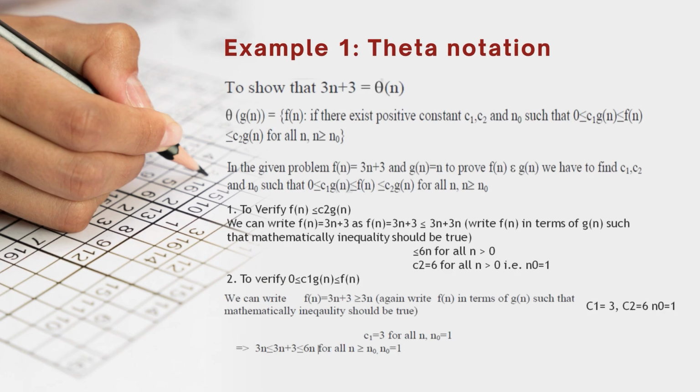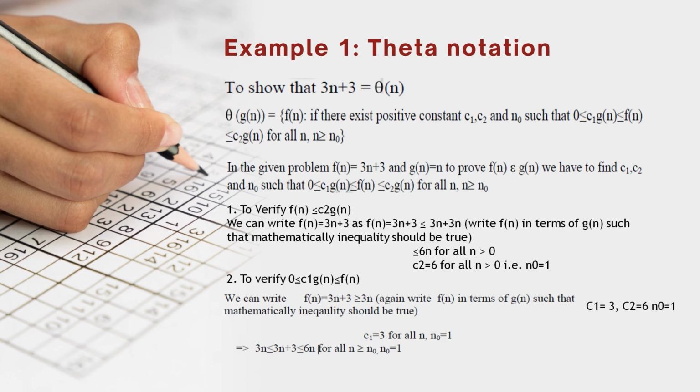So I am taking one example to show 3n plus 3 equal to theta of n. After comparing with the mathematical definition, theta of g(n) equal to f(n), you have to calculate c1, c2 and n naught. So in this case, what will be the values of f(n) and g(n)? In the given problem, f(n) equal to 3n plus 3 and g(n) equal to n, because here f(n) equal to theta of g(n).